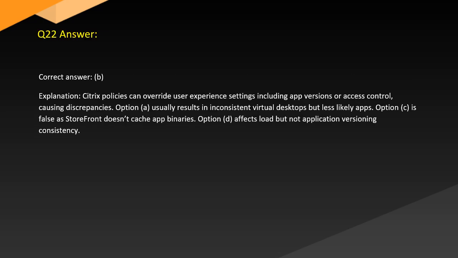Answer. Correct answer, B. Explanation. Citrix policies can override user experience settings, including app versions or access control, causing discrepancies. Option A usually results in inconsistent virtual desktops but is less likely to affect apps. Option C is false as storefront doesn't cache app binaries. Option D affects load but not application version inconsistency.